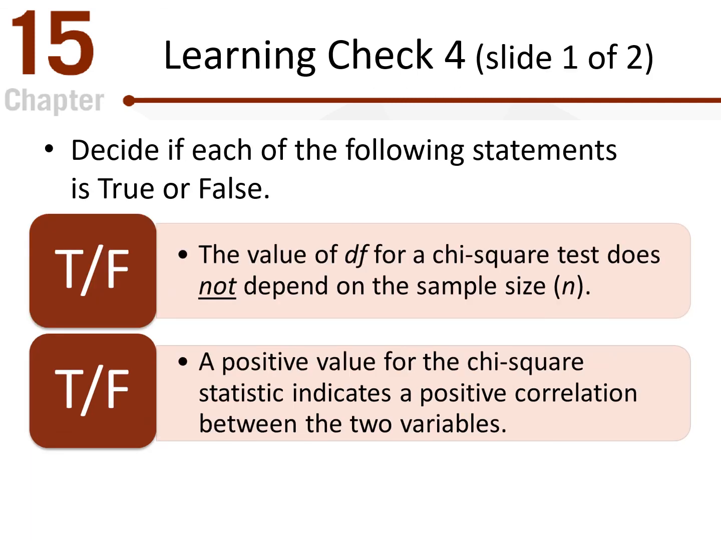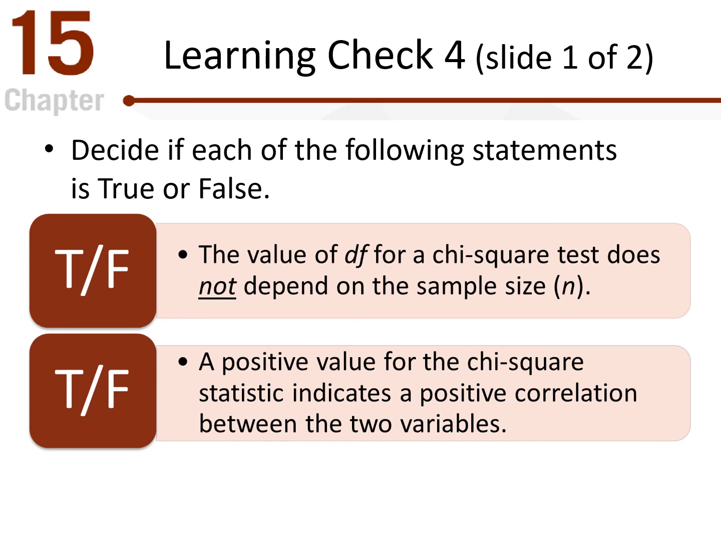Let's look at this problem. The value of degrees of freedom for a chi-square test does not depend on the sample size. And a positive value for the chi-square stat indicates a positive correlation. Now, sample size is not in the table. So if you look at chi-square, you're going to look up degrees of freedom, and you're going to look up the alpha value, whether it's 0.05 or 0.01.